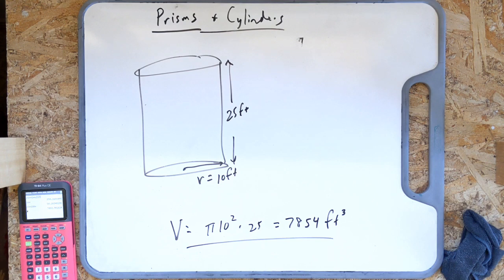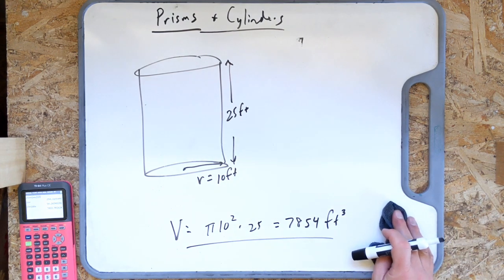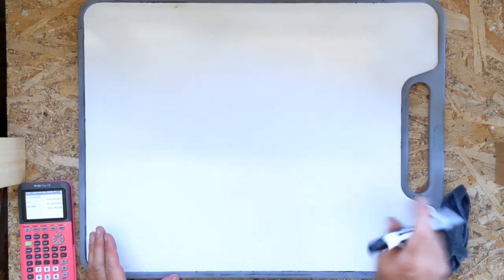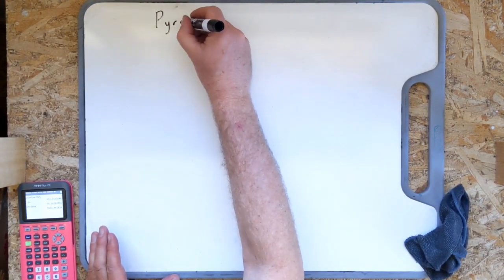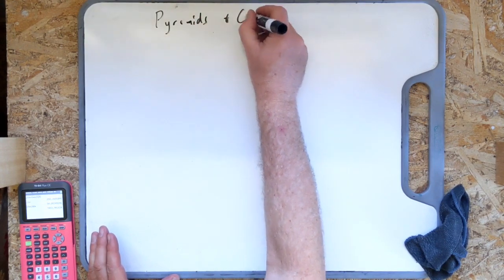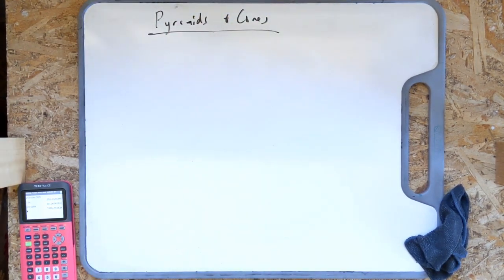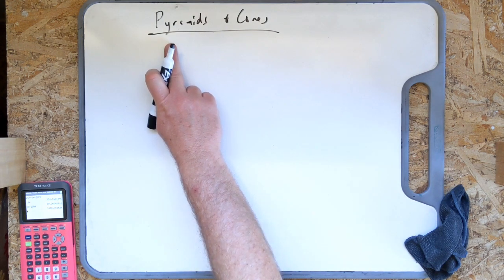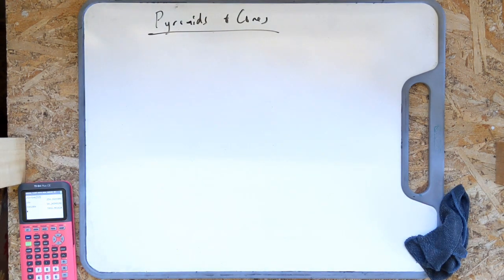Okay, now we're going to do the next ones, which are pyramids and cones. And again, you'll see why I'm linking these. Remember, the surface areas were slightly linked as well, that you had to find the slant heights for pyramids and the slant heights for cones in order to find the surface area. Volume is related in a similar manner.